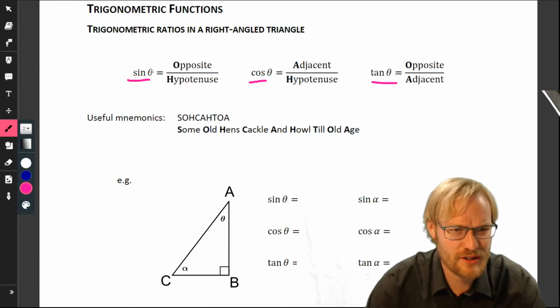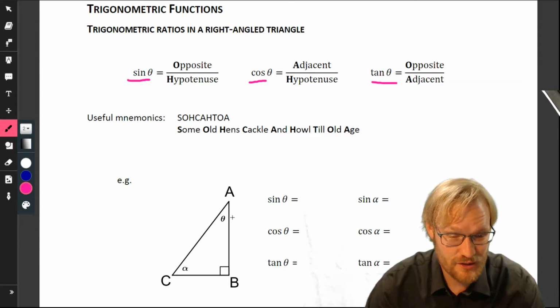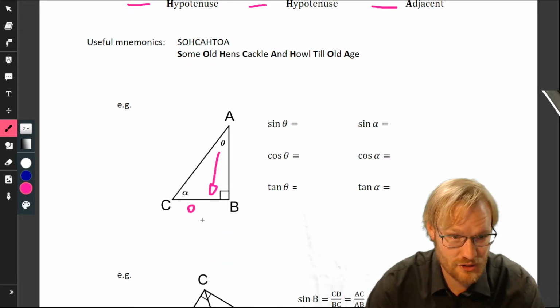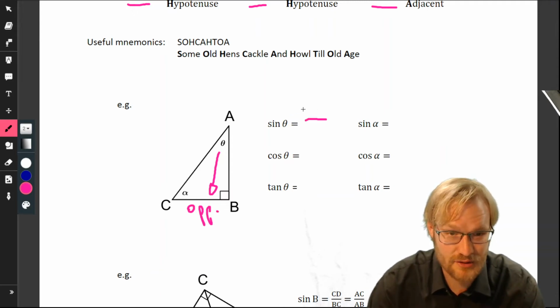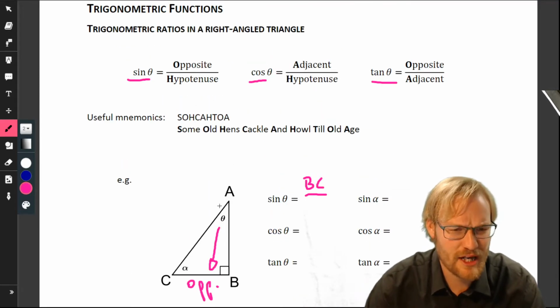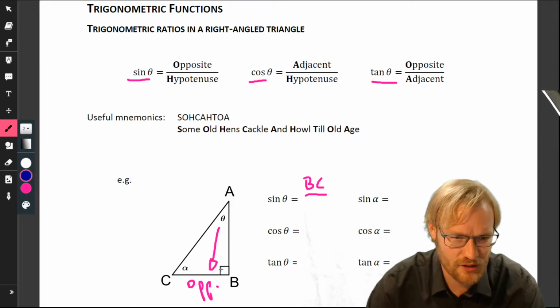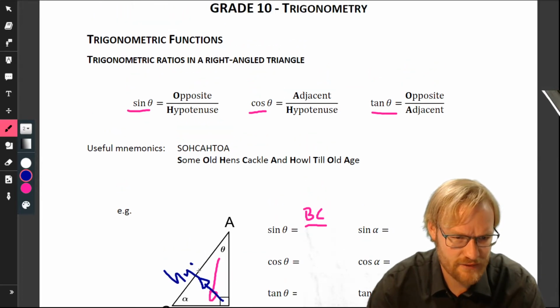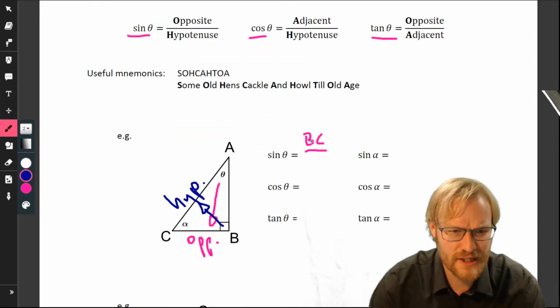So let's start with sine. Sine is opposite over hypotenuse. So if we've got this triangle here and we're looking at sine theta, it's going to be this opposite side, the opposite to the angle, and that's going to be on top, so it's going to be BC over the hypotenuse. Now we know the hypotenuse in a right angle triangle is always the one on the other side of the right angle. So this one here is definitely our hypotenuse. So BC over AC.